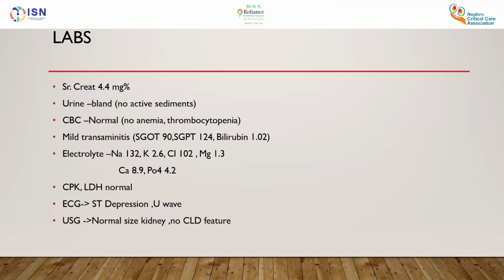So on labs, creatinine was 4.4 mg, urine was bland, no sediments, CBC was normal, no anemia, thrombocytopenia, mild transaminitis with SGOT being 90, SGPT 124, bilirubin 1.02. In electrolytes, sodium was 132, potassium was 2.6, chloride 102, magnesium was 1.3, calcium 8.9, phosphorus 4.2. So hypokalemia, hypomagnesemia was there. CPK and LDH were normal. ECG had shown hypokalemic features like ST depression and U-wave. USG was normal size kidney, and there was no CLD feature.